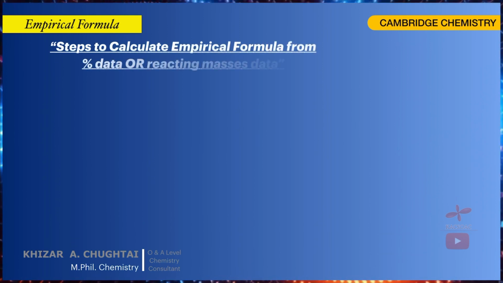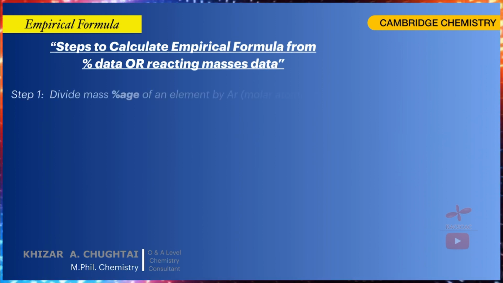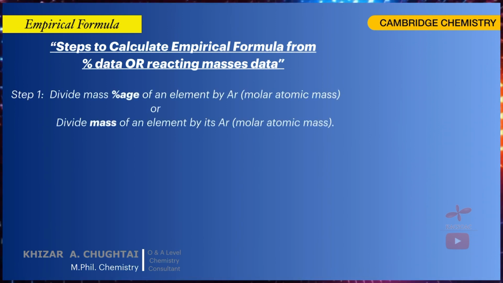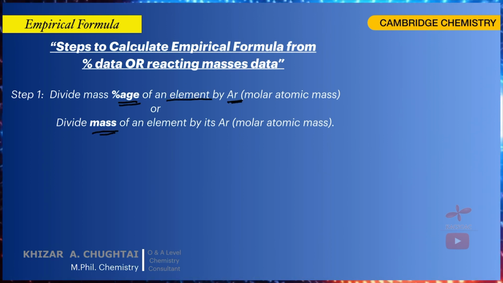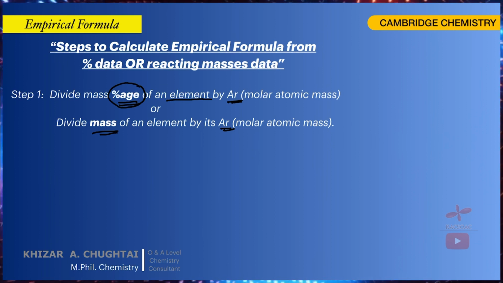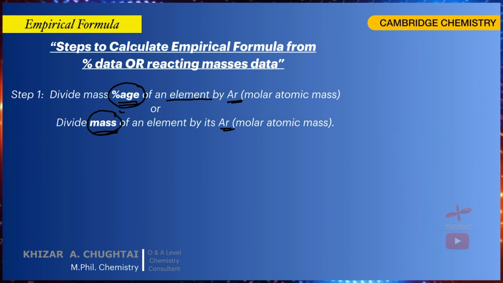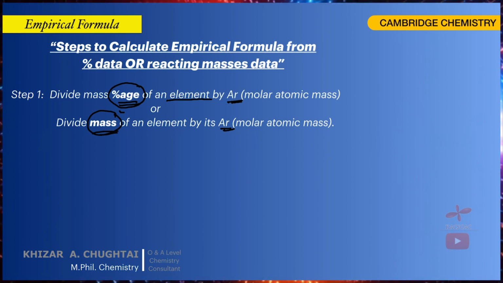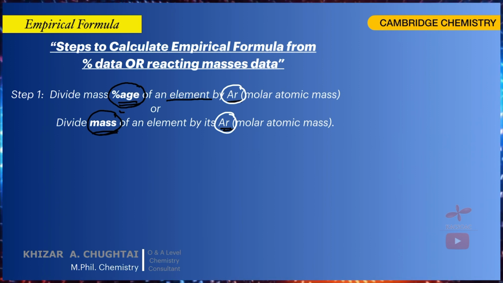Steps to calculate the empirical formula from the percentage data or reacting masses data. Step number one, divide the mass percentage of an element by AR, or divide the mass of an element by AR. This is quite a similar method. If you have the percentage data, or if you have the reacting masses data, then you divide these data by the relevant AR of the element.